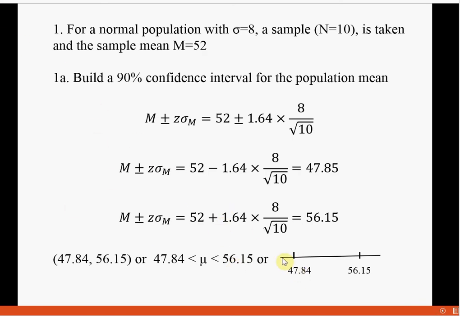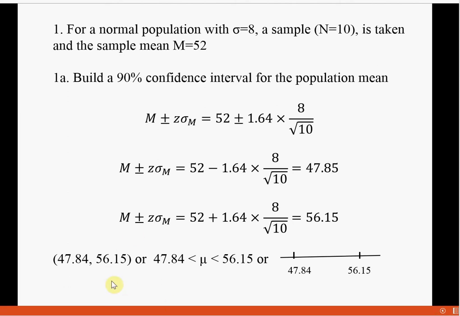The third way to express a confidence interval is to draw a number line. Then you put two marks here to indicate the lower bound and upper bound, and also put in the actual values there. So, three different ways to express a confidence interval. In your assignment, you can just use one of them.